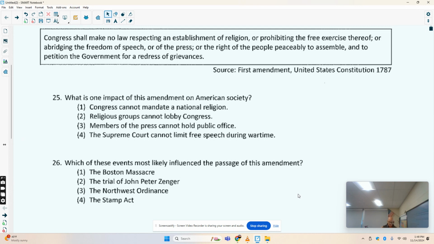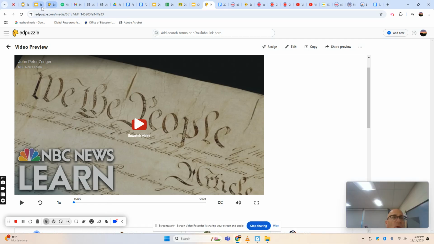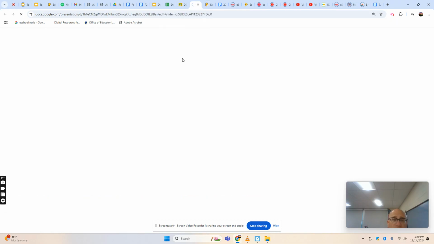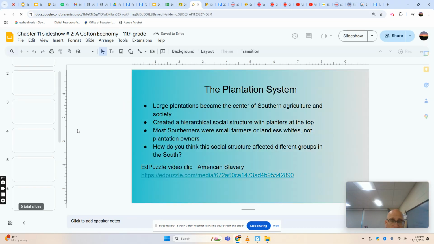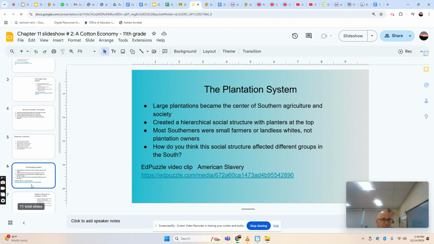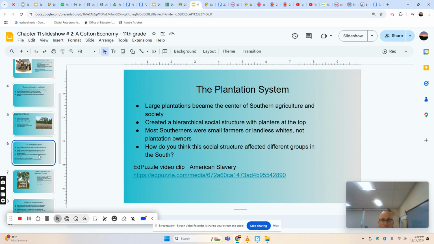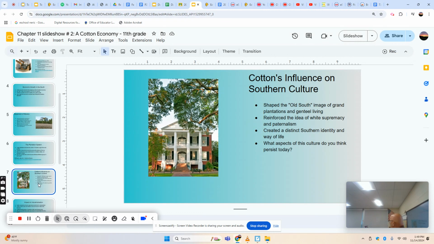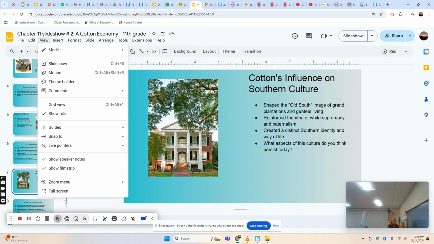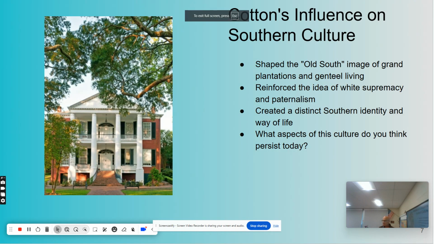Let's open our PowerPoints back up to PowerPoint slideshow number 2. And yesterday we had left off talking about the plantation system, and we're going to talk today about cotton's influence on Southern culture. And we'll probably get to PowerPoint slideshow number 3, which I've shared with you also. Remember, we have a quiz tomorrow on Chapter 11 vocab terms.